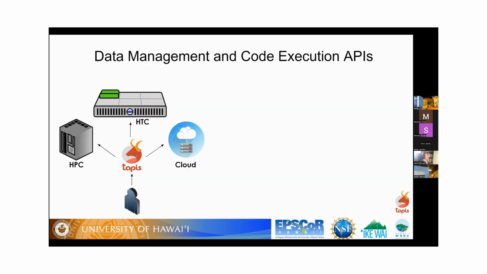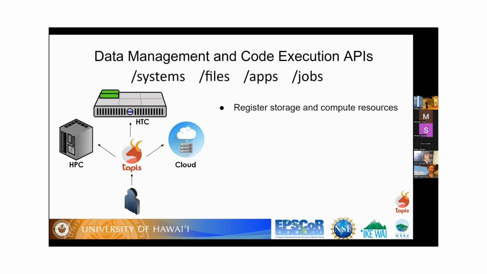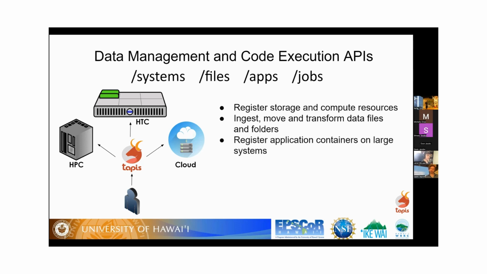So for the TAPIS data management and code execution APIs, TAPIS provides access to high performance computing systems, high throughput computing systems, as well as cloud storage and other cloud resources through the systems, files, apps, and jobs APIs. So it lets you register storage and computational resources, and you can ingest data into them, transform the data that you're using, as well as interact with the files that are stored, move them around on the system without actually having any knowledge of the underlying storage system.